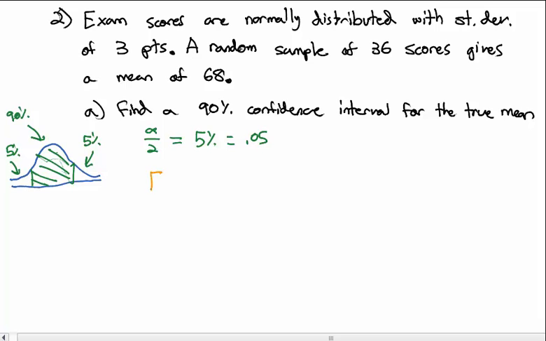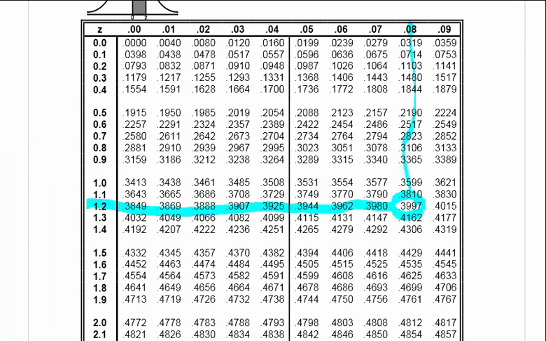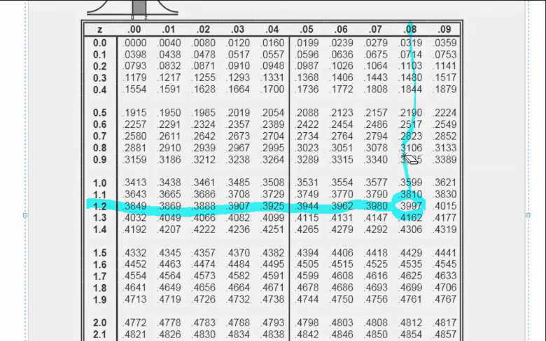So our formula for the error is z sub 0.05 times the standard deviation divided by the square root of the sample size. So to calculate our error, we need z sub 0.05. Let's go back to our tables to see if we can figure out what z sub 0.05 is.